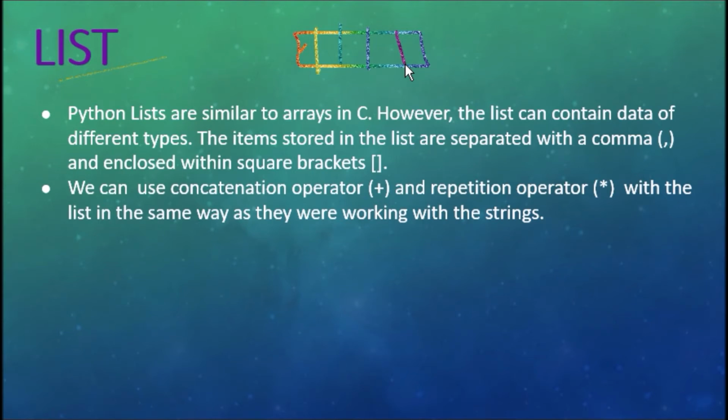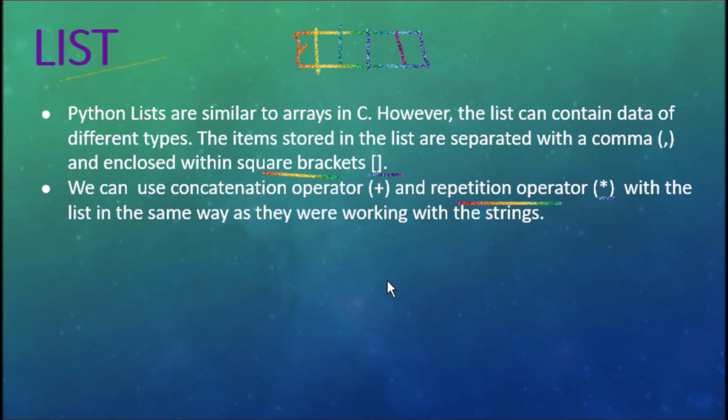Means the list can contain data of different types of values, maybe integer, maybe string, maybe floating point. It's up to you. The items stored in the list are separated with a comma and enclosed within square brackets like that. We can use the concatenation operator plus and the repetition operator multiplication with the list in the same way as they were working with strings.